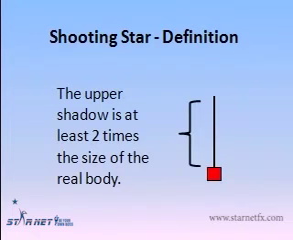The upper shadow is at least 2 times the size of the real body, and ideally there's no shadow below the candle. However, a very small shadow can be acceptable. Remember, we rarely get textbook examples, and we need to train ourselves to read the sentiment of the candle, as discussed in earlier videos, rather than getting too wrapped up in identifying exact textbook patterns.